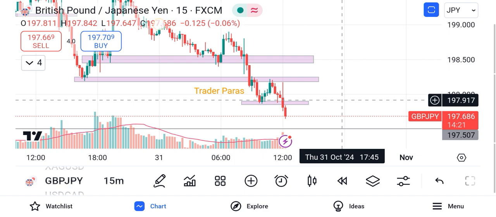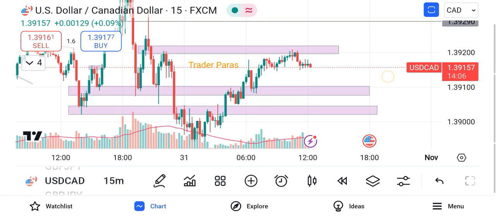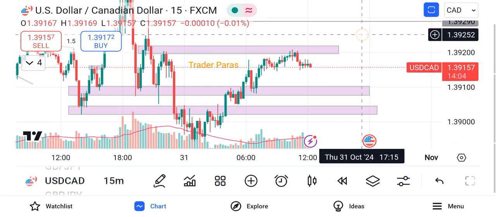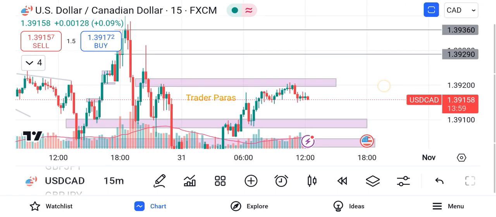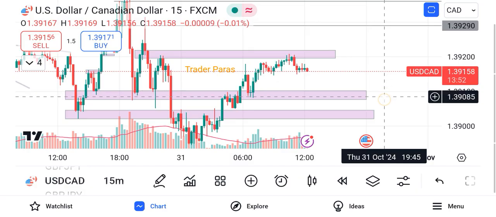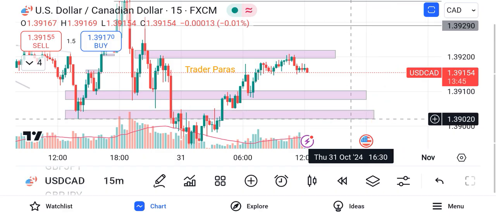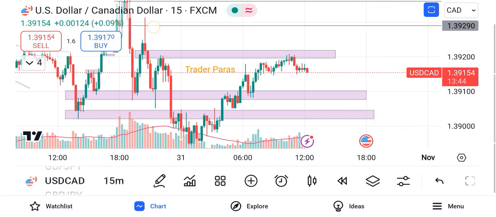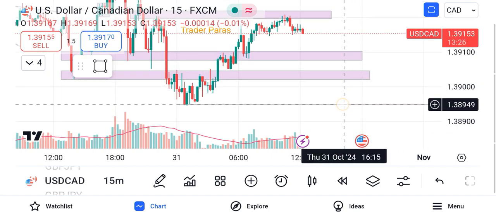This is US dollar versus Canadian dollar, 15-minute time frame. You can trade this level breakout. Your first target is this and second target is this. You can sell this level also. Your first target is this and again sell this level and you select the target level this.